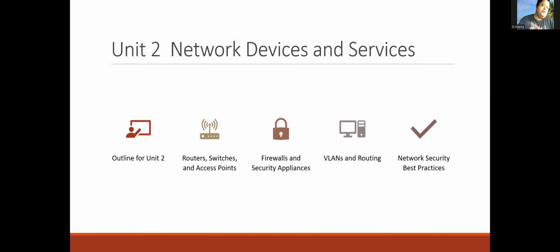So, all right, without further ado, here's what we're covering in this part of Unit 2, the first part, outline for Unit 2. So you can see what we're covering, right? We'll talk about routers, switches, access points, firewalls, and security applications. VLANs and routing. That one, I'll be honest with you, is a little hairy. It's going to be kind of boring and dry.